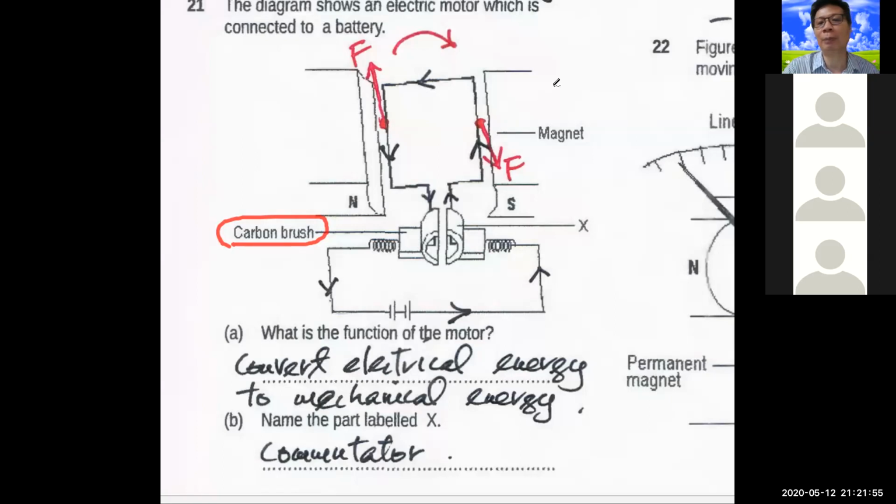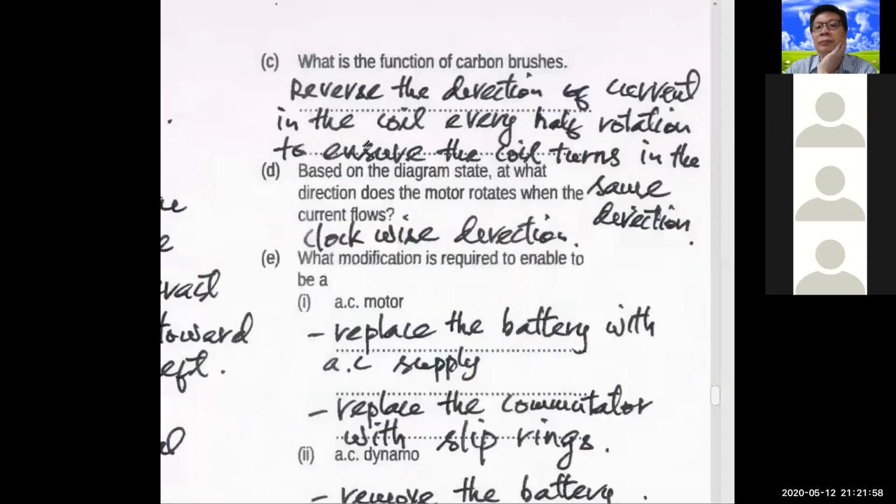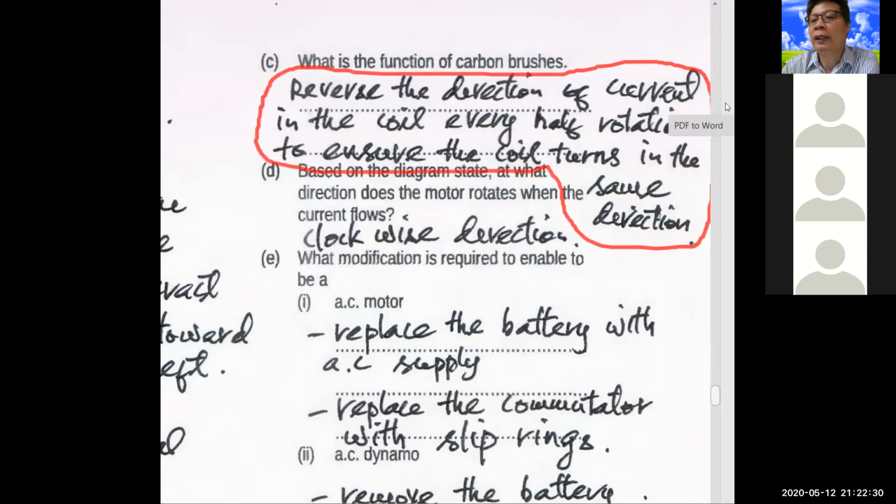So what is the function of the carbon brush? Reverse the direction of current in the coil every half rotation to ensure the coil turns in the same direction. Okay, I have to say sorry. This one is not the carbon brush function. This answer is commutator. Okay, commutator. Let me make a note here. This answer is for commutator. Not carbon brush. Carbon brush answer, I tell you now.